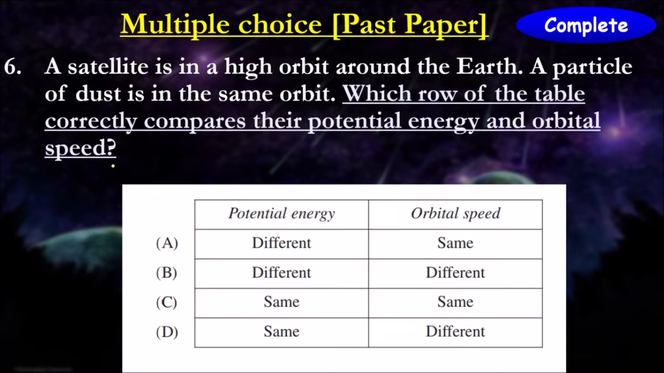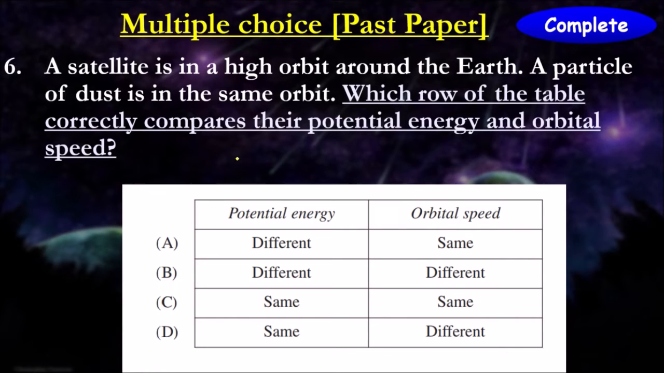Okay. This one is on potential energy and orbital speed. This is actually from the 2014 paper, question 6. A satellite is in a high orbit around Earth. A particle of dust is in the same orbit. Which row of the table correctly compares their gravitational potential and their orbital speed?